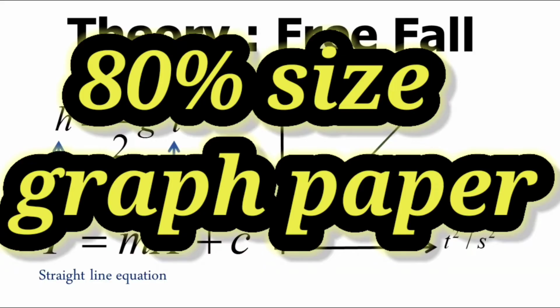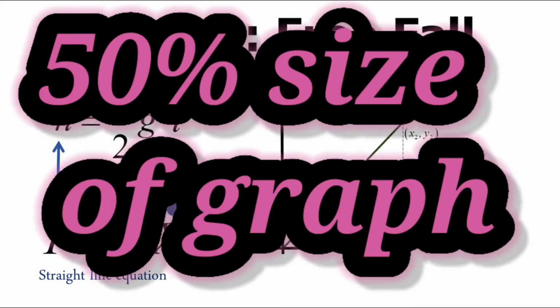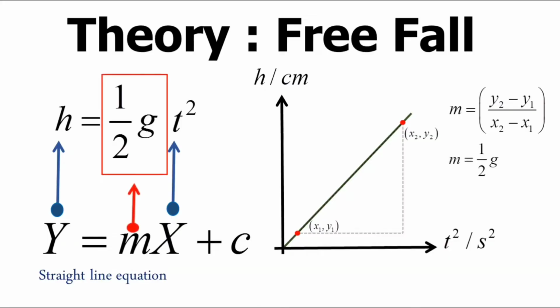When plotting your graph, make sure the graph occupies at least 80% of the graph paper. Coming back to the straight line, the gradient of the graph will be equal to the half of g. Choose 2 points along the line and draw a right angle triangle connecting the 2 points. Make sure the size of the triangle is at least 50% from the size of the graph. The gradient of the line can be calculated using the equation m = (y2 - y1)/(x2 - x1). The value of gradient will be equal to half of g.